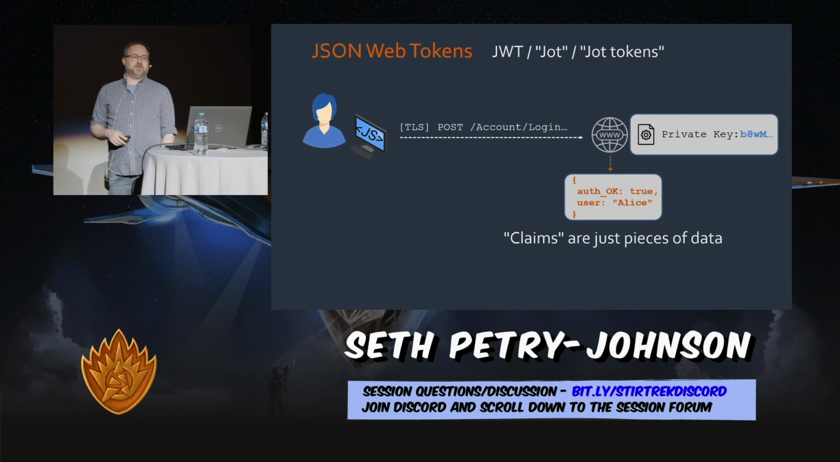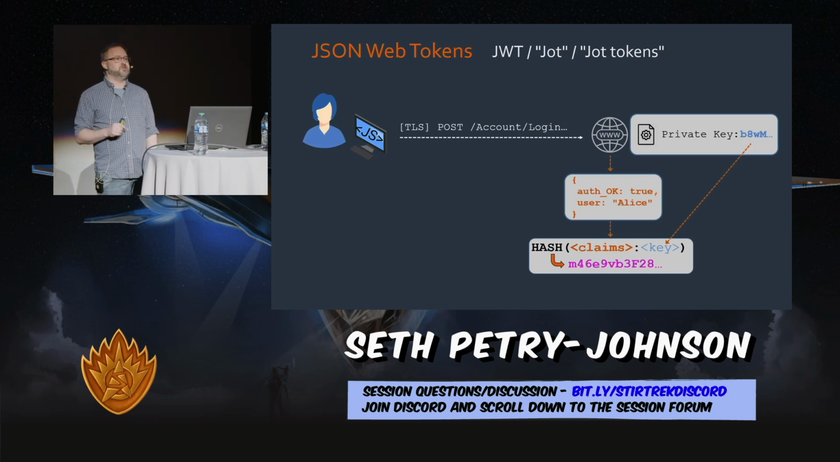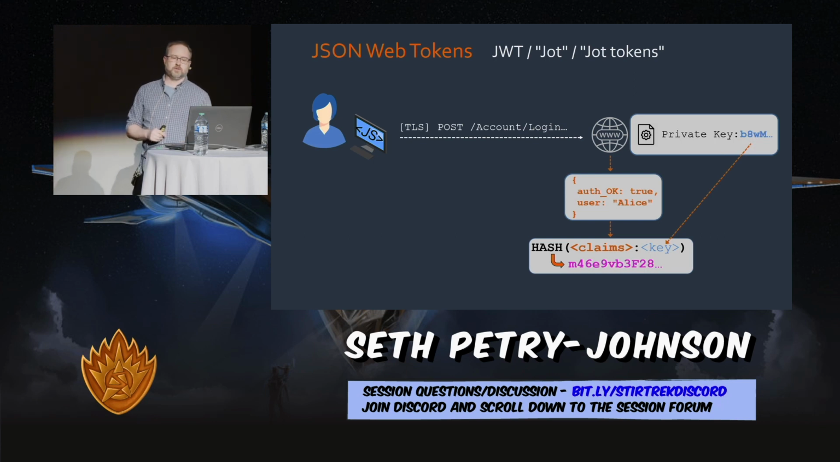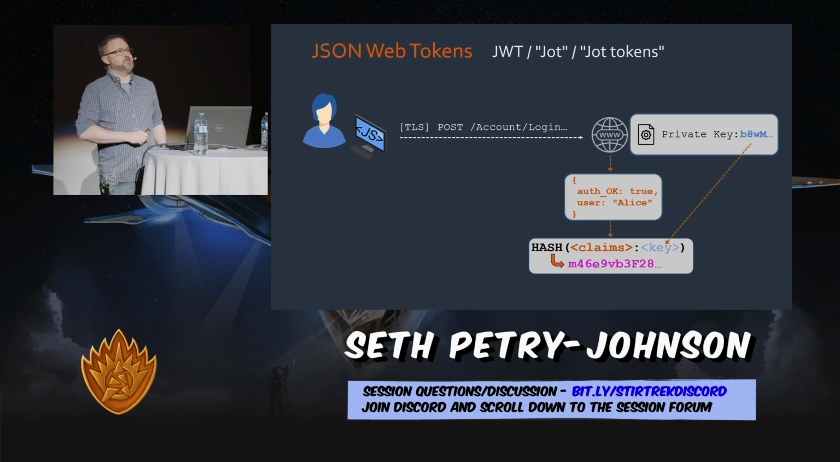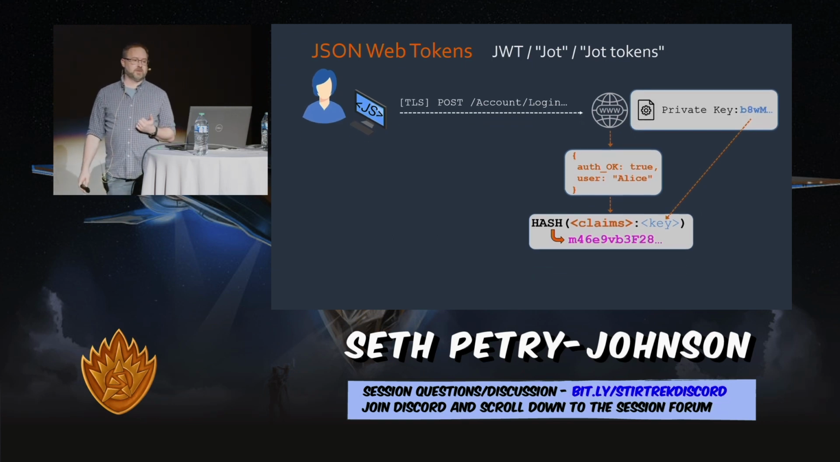So after the user is authenticated, the server constructs a JSON document of claims about the user. And claims are just pieces of data, right? Like stating the username for the current user is Alice. The server then signs those claims using the same technique we saw earlier, except this time the claims are being signed with the server's private key, not a user-specific key. That creates a signature that can be used to validate the claims.